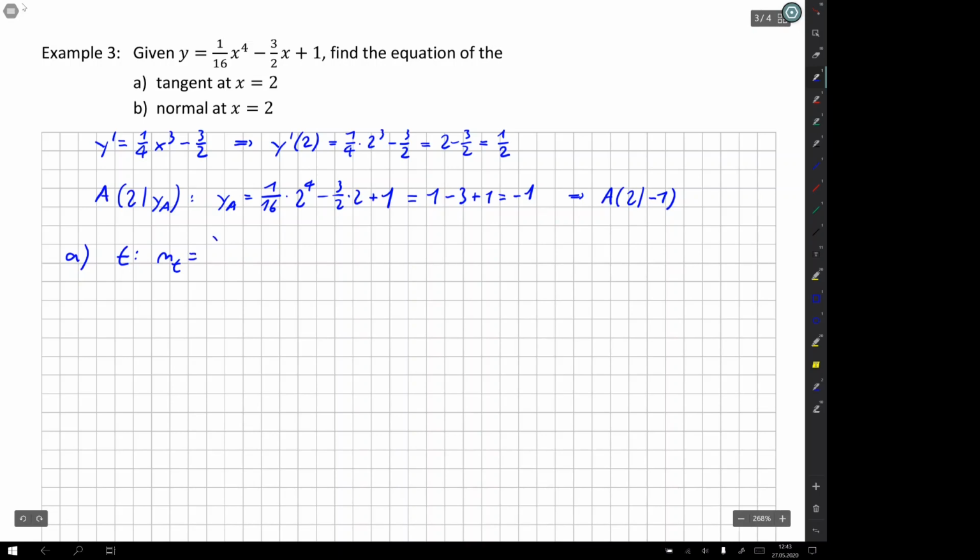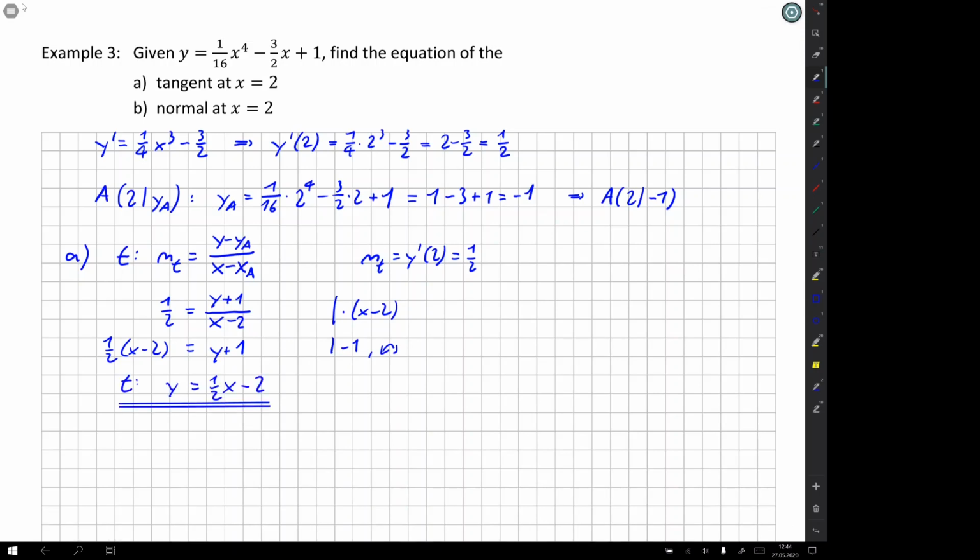This means mt is just y minus ya divided by x minus xa. Well, mt is just y dash of 2, so it's 1/2. So we get 1/2 is equal to y minus minus 1, so y plus 1, divided by x minus 2. We can transform that, if we want to get it in gradient intercept form, by multiplying with x minus 2. Then on the right hand side we still have y plus 1, and on the left we have 1/2 times x minus 2. Then subtracting 1 and switching sides, we get that the equation of the tangent is y equals 1/2 x minus 2.